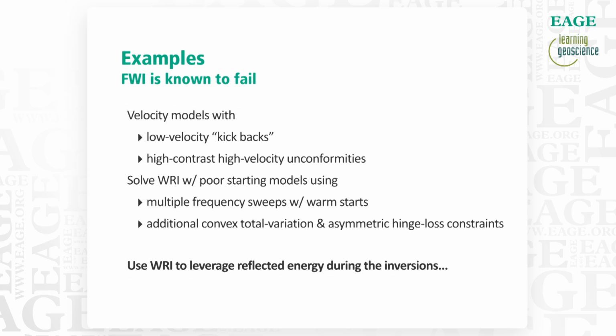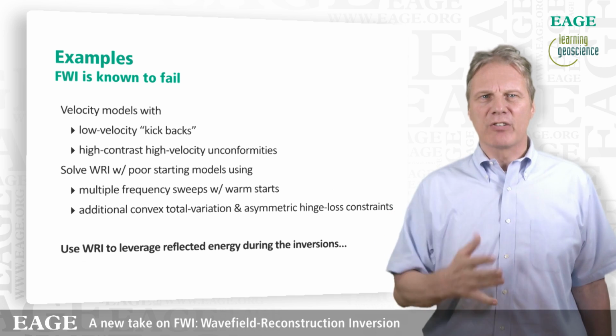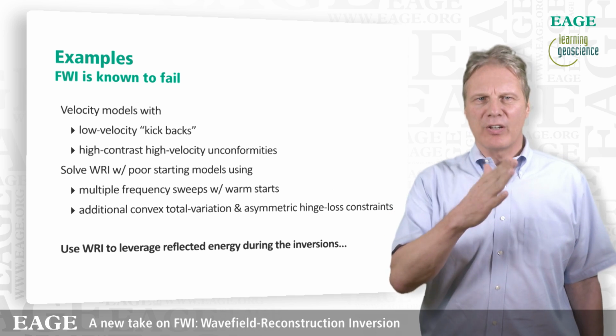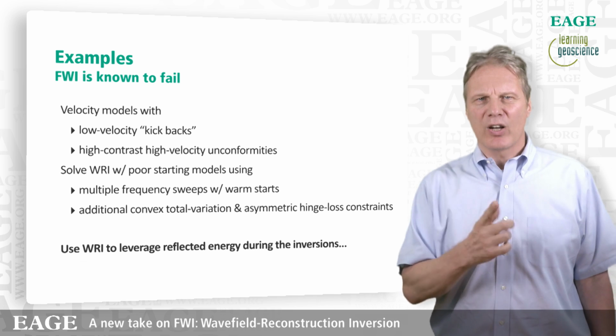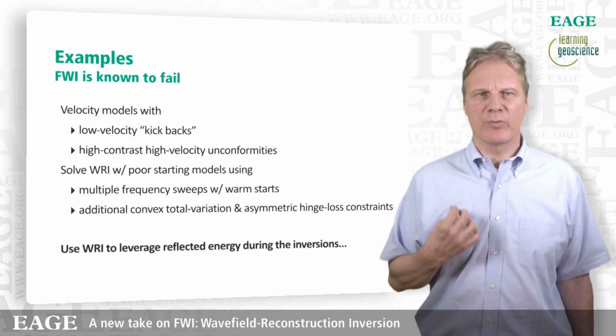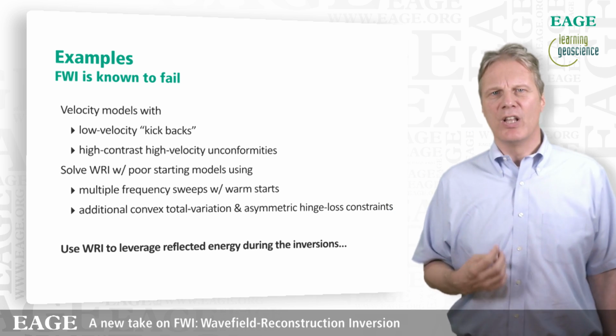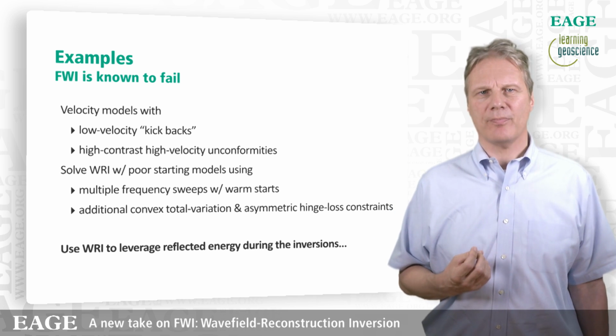Okay, so now let me go to some examples that show the merit of this method, and I will show some examples where we know that FWI may fail. These are velocity models where you have a low-velocity kickback, so the velocity decreases, for instance, so rays are not necessarily coming back to the surface and make it very difficult for FWI to come up with something reasonable. And I will also look at high-contrast, high-velocity unconformities.